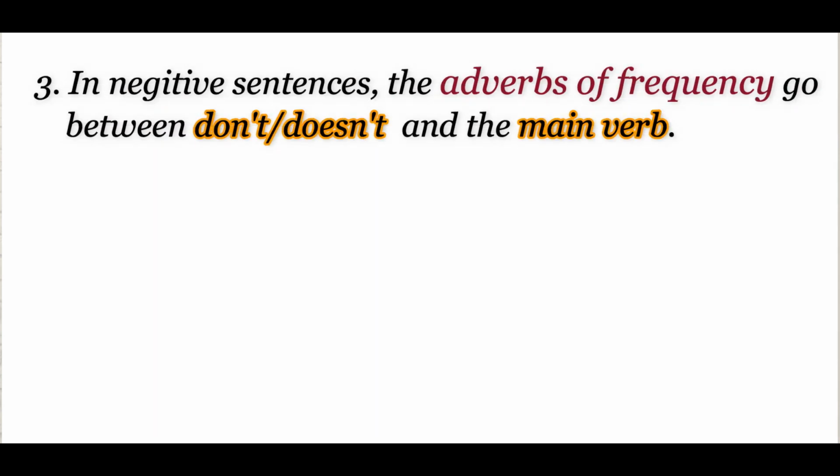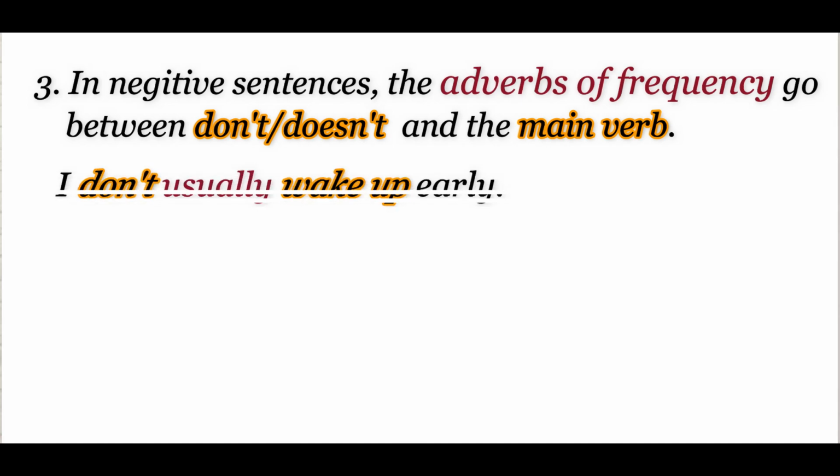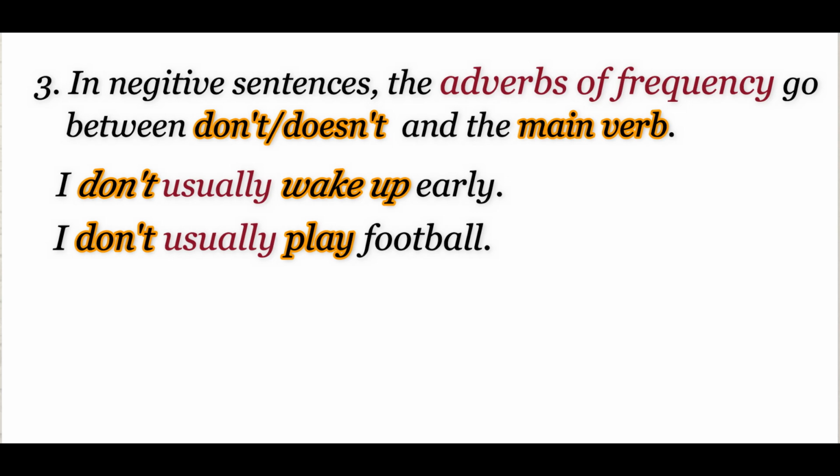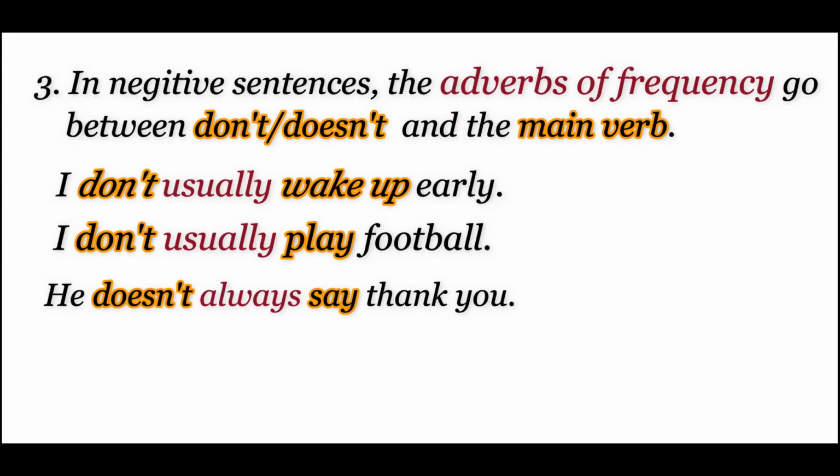The third use. In negative sentences, the adverbs of frequency go between don't, doesn't, and the main verb. For example, I don't usually wake up early. I don't usually play football. Oh, that's a lie. I love football. He doesn't always say thank you.